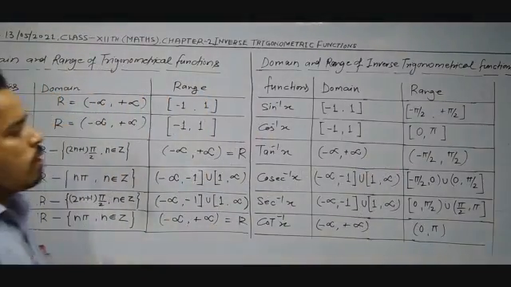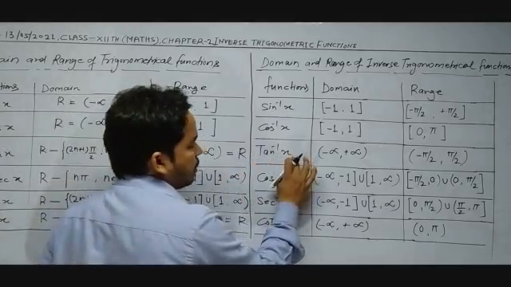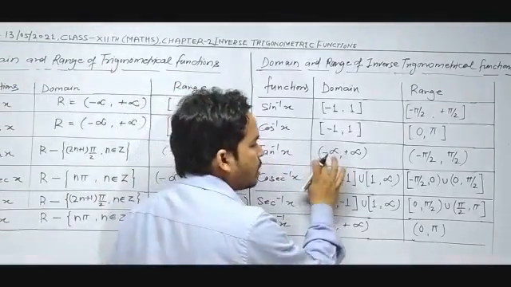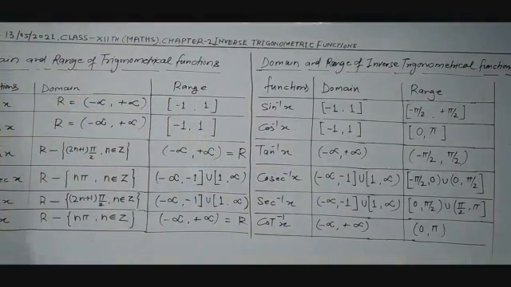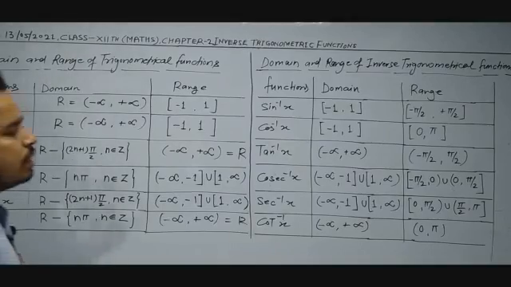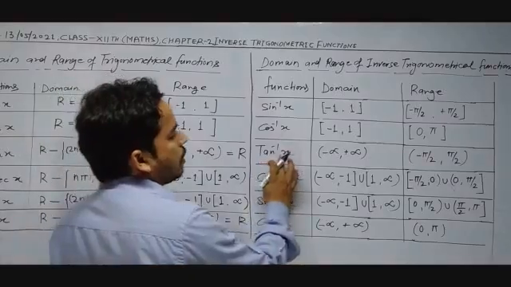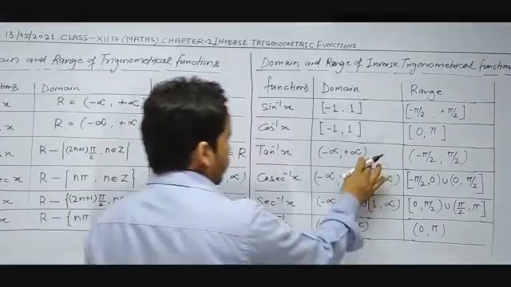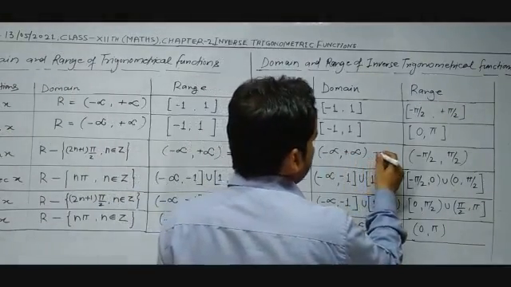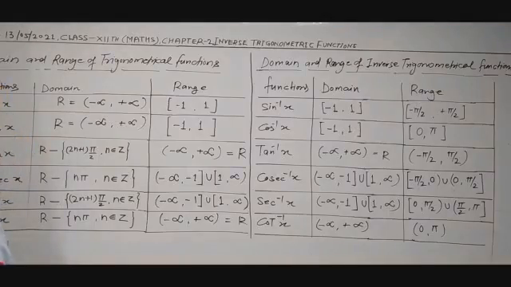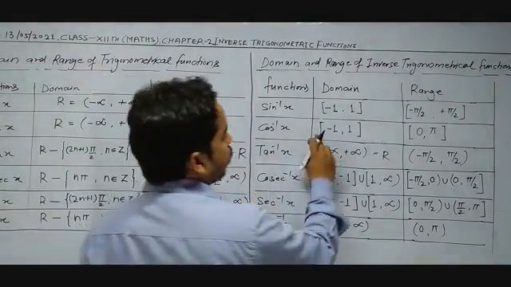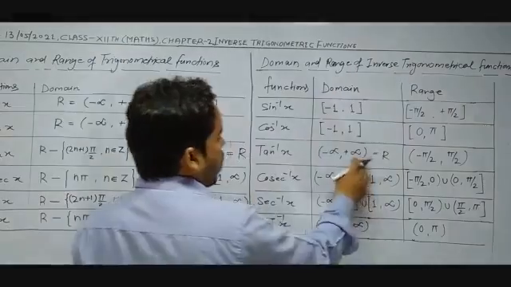Similarly, what is the domain of tan inverse x? That is minus infinity to plus infinity. Minus infinity to plus infinity is the domain of tan inverse x. So these are the real numbers, from minus infinity to plus infinity in an open interval. This is the closed interval, this is the open interval.